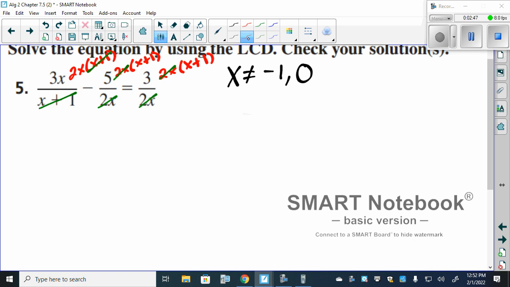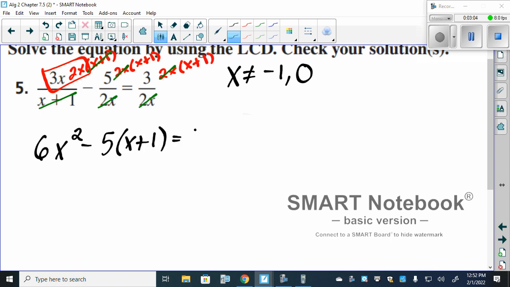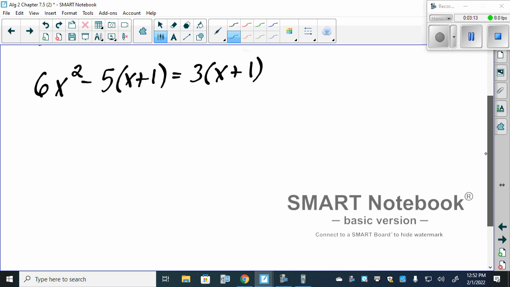And now what that leaves us with for the first one is 3x times 2x. So 3 times 2 is 6, and x times x is x squared. Minus 5 times our x plus 1 is equal to 3 times x plus 1. So after we finished multiplying each term by 2x and x plus 1, we got rid of all the fractions, and we're left with 6x squared minus 5 times x plus 1 is equal to 3 times x plus 1. Now at this point, we just need to solve for the value of x.